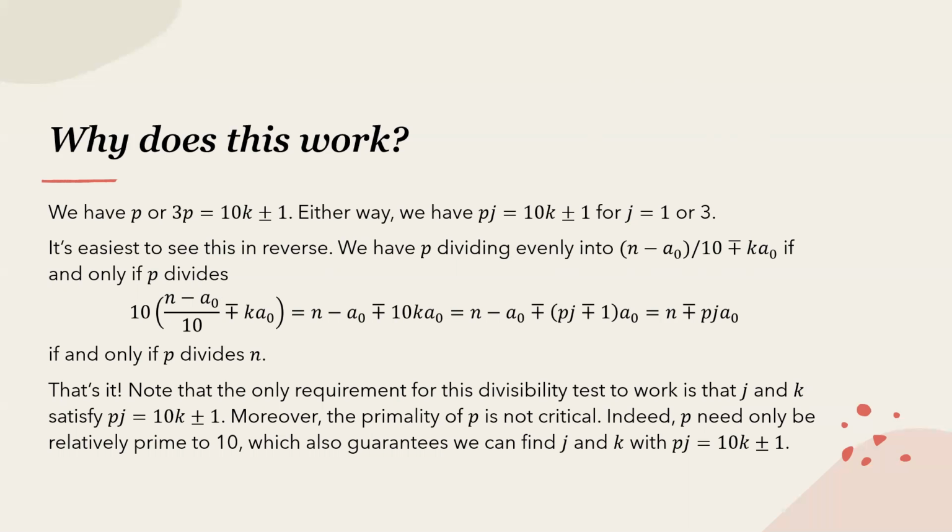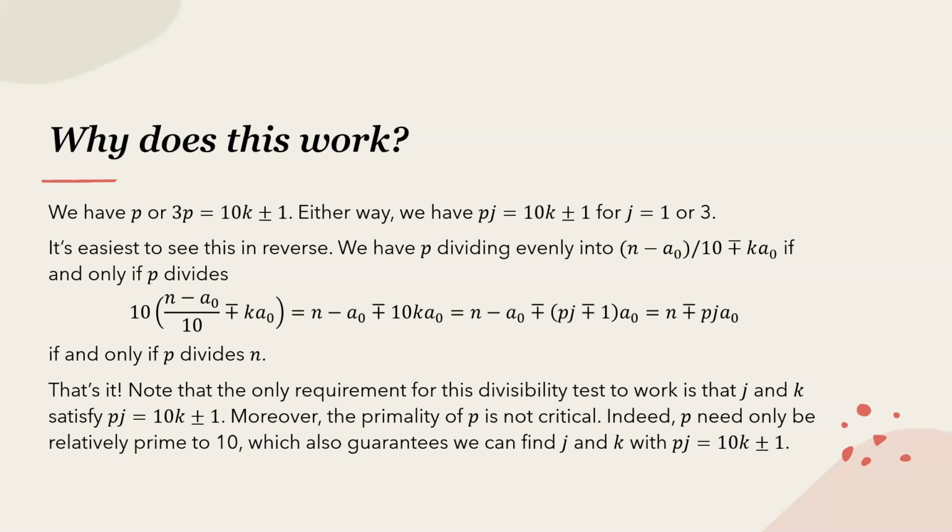Either P or 3 times P is within 1 of a multiple of 10. So it's 10K plus or minus 1. So Pj is equal to 10K plus or minus 1, where j is just 1 or 3. I'm just trying to capture both of those things in one equation here. P times something is equal to 10 times K plus or minus 1.